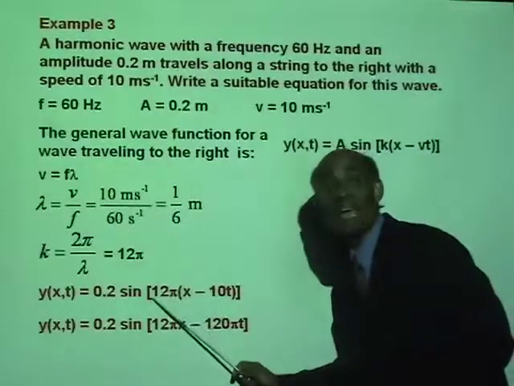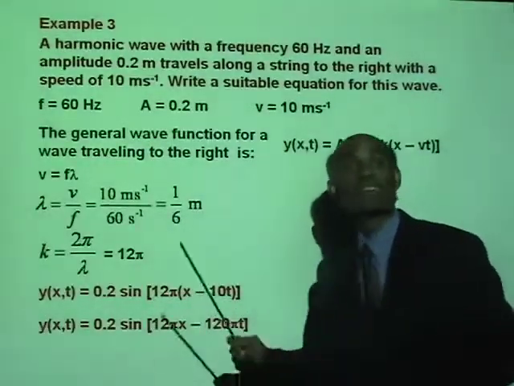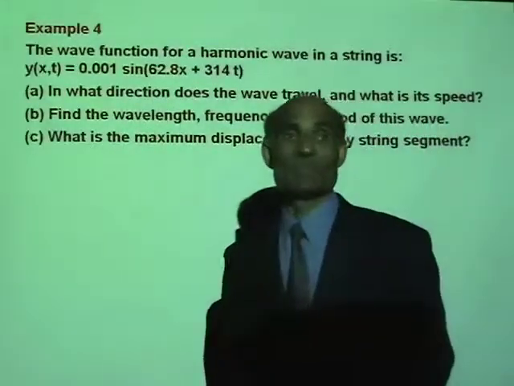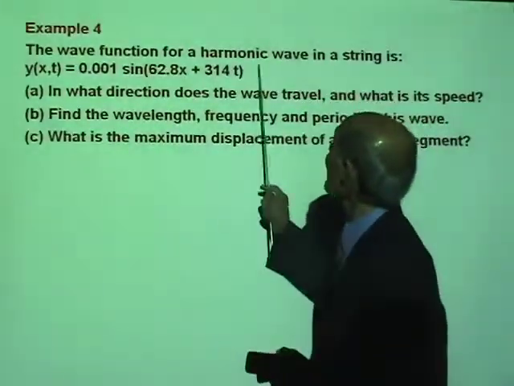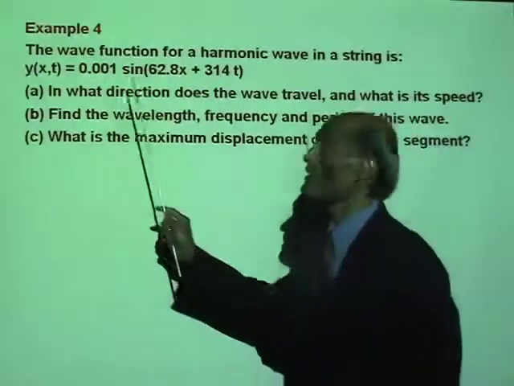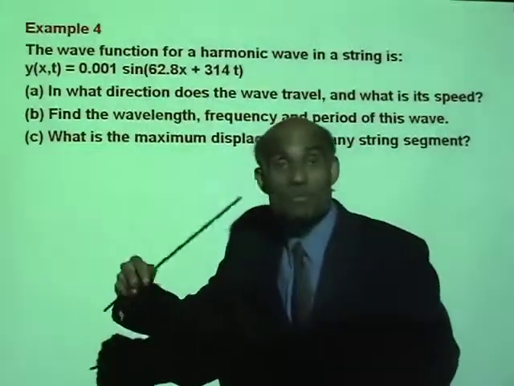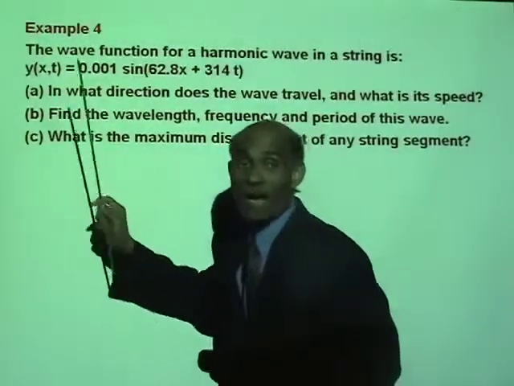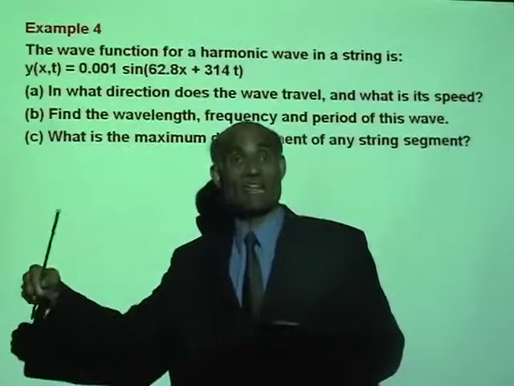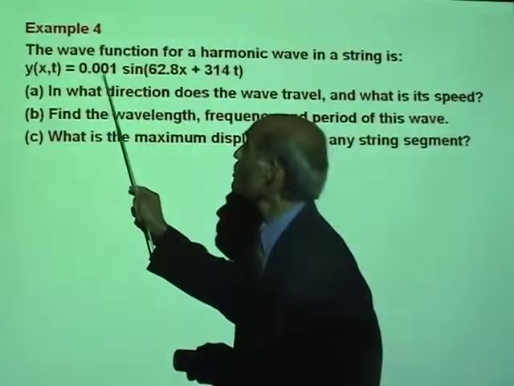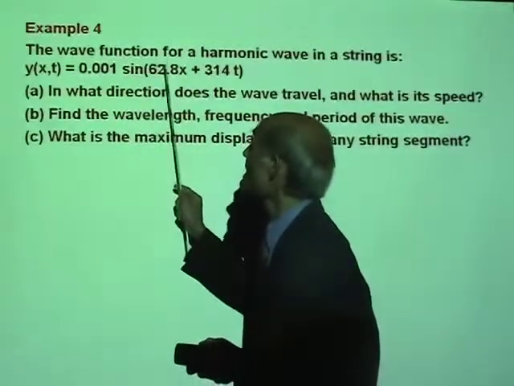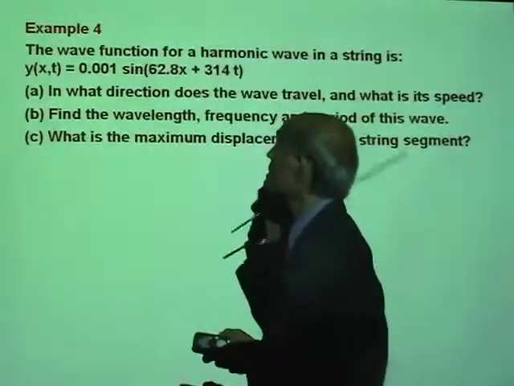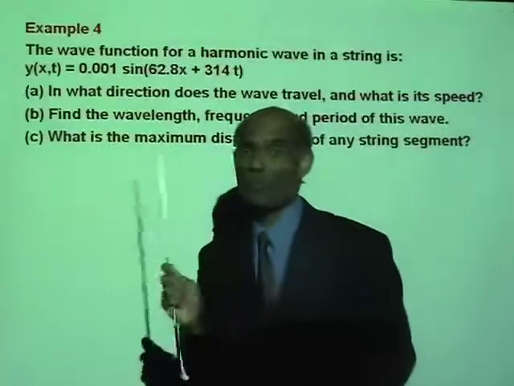In other words, k times v is omega. Another problem. A wave function for a harmonic wave in a string is, this time I'm giving you the wave function, y(x,t), that is y as a function of x and time, equal to 0.001 sine (62.8x + 314t). What form is this?